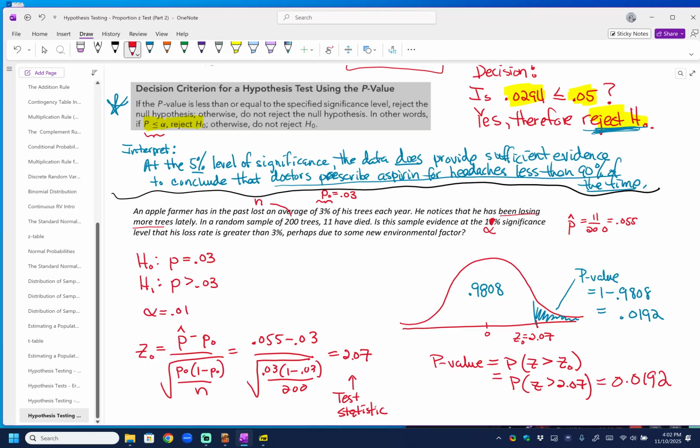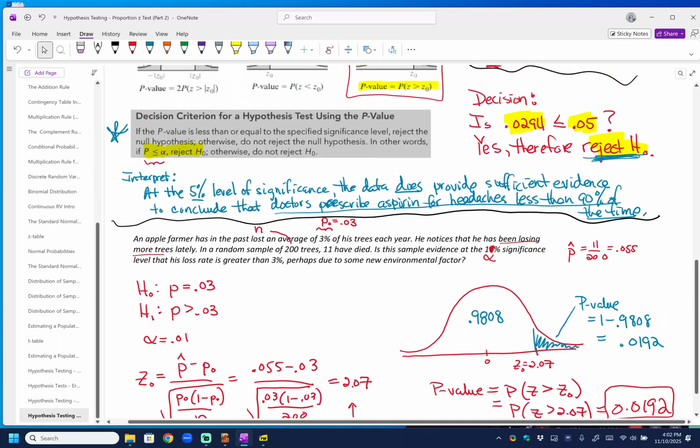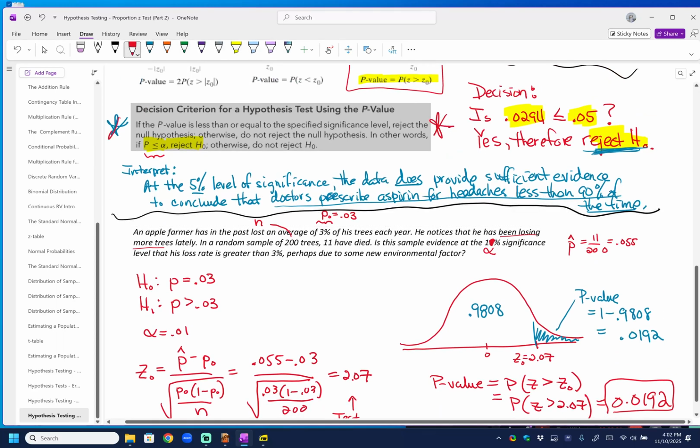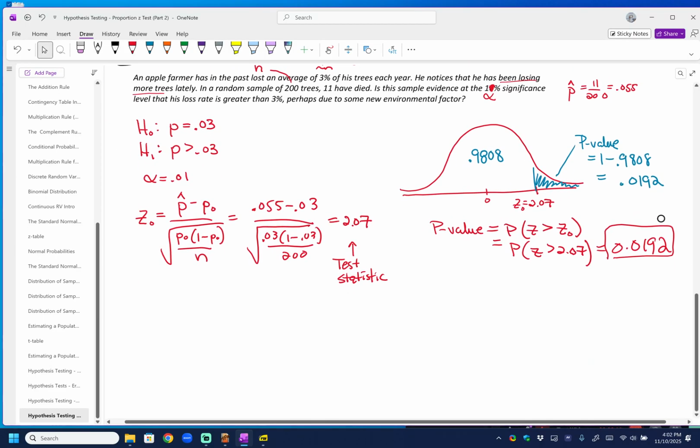So this officially here is our p-value, which means we can go ahead and we can use our decision criterion in order to determine whether we reject or fail to reject H naught. So here's our decision over, actually let's put it over here since that's where the p-value is.